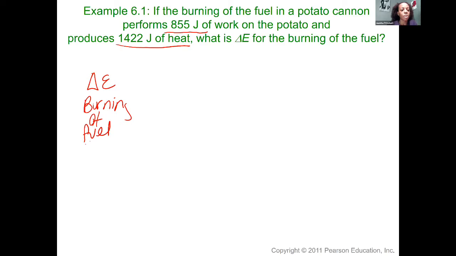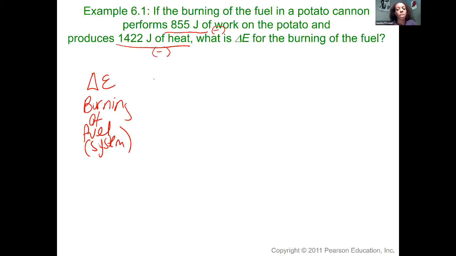That is our system. And so we have to ask ourselves, who performed the work? Well, if the burning of the fuel caused that work to happen, that means the work is being done by the system, and so we would give this a negative value. And then it also goes on to say that burning the fuel produces the heat. So that means the system produced the heat, so that would also be a negative value.